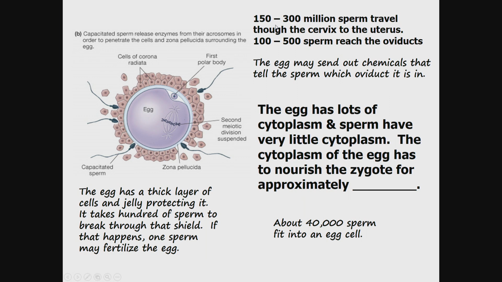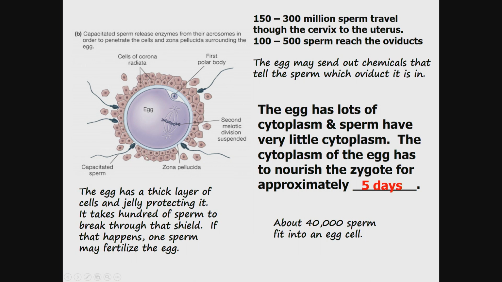Okay, so 150 to 300 million sperm travel through the cervix to the uterus. 100 to about 500 sperm reach the oviducts. How do they get there? The egg may send out chemicals that tell the sperm which oviduct it is in. The egg has lots of cytoplasm, and sperm have very little cytoplasm, which makes them more aerodynamic. The cytoplasm of the egg has to nourish the zygote for approximately 5 days, because that's how long it takes to travel down the fallopian tube to reach the uterus.